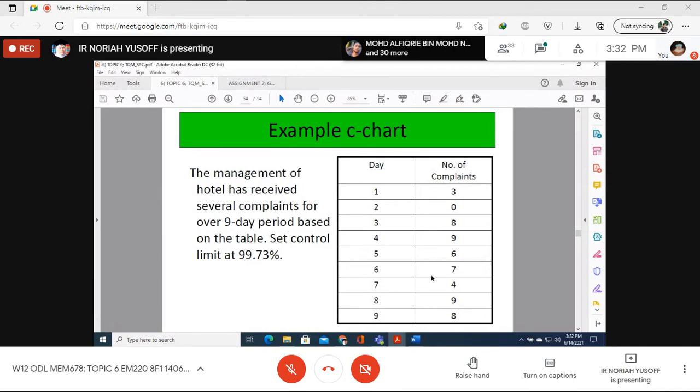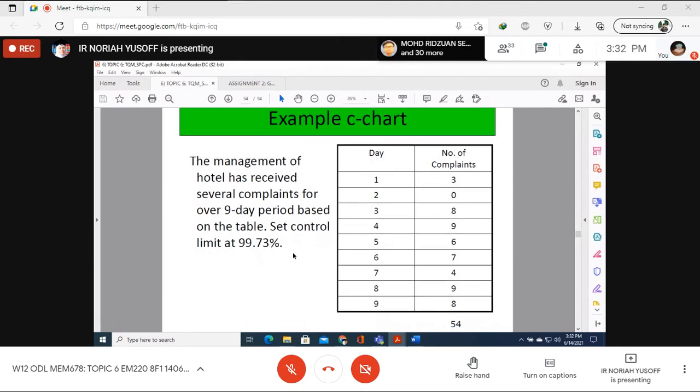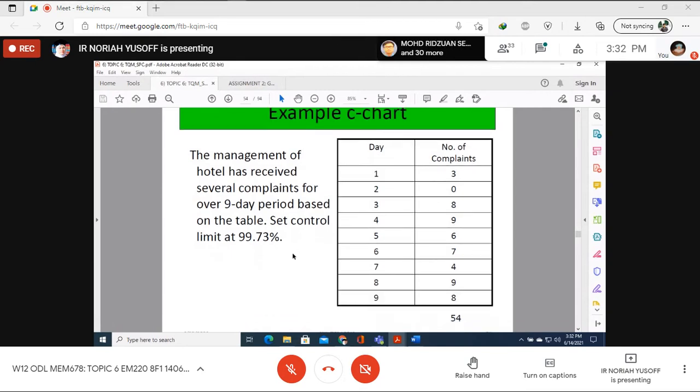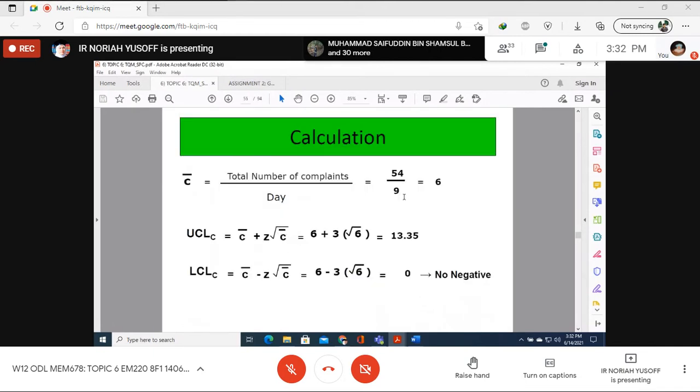So using the formula to find the C bar value, it is actually number of complaints divided by number of sample. So 54 divided by 9. So you akan dapat the C bar value dia 6. Okay, average dia. So very simple calculation.